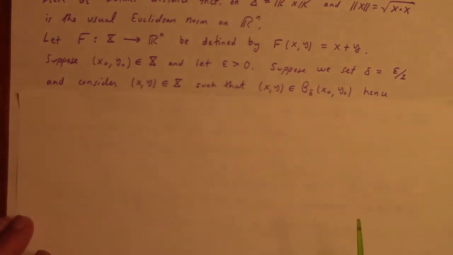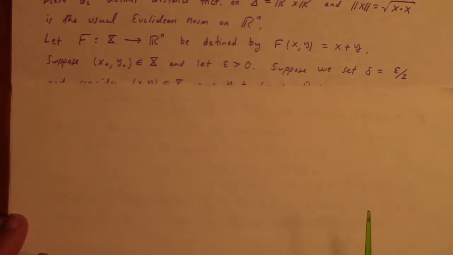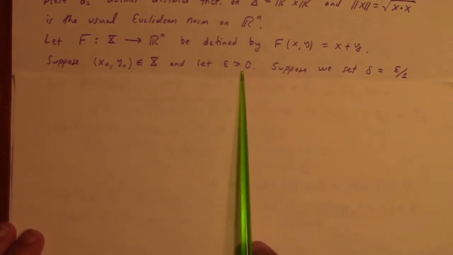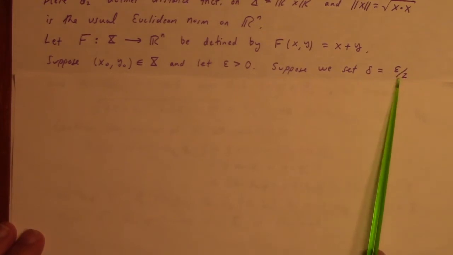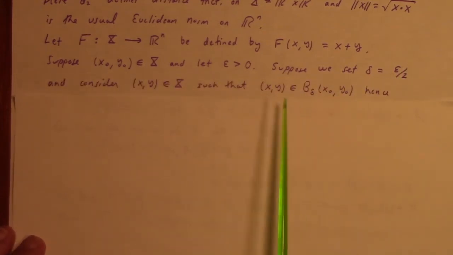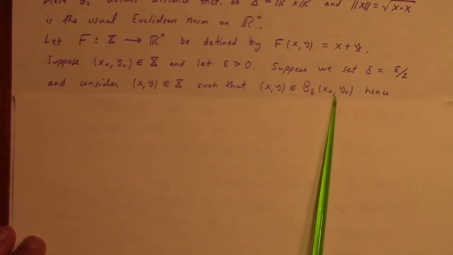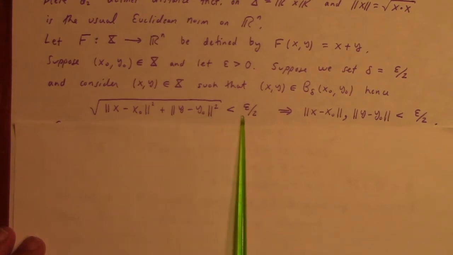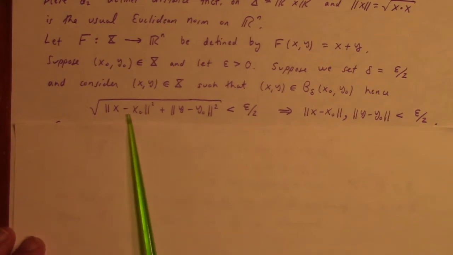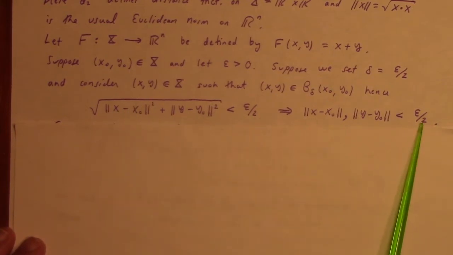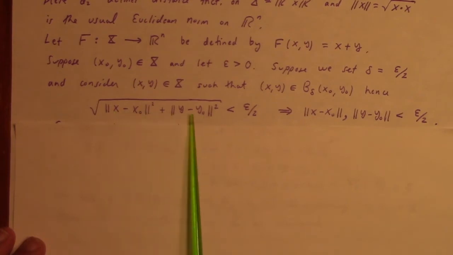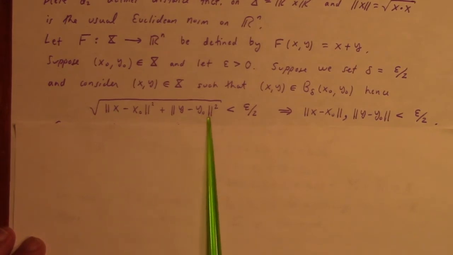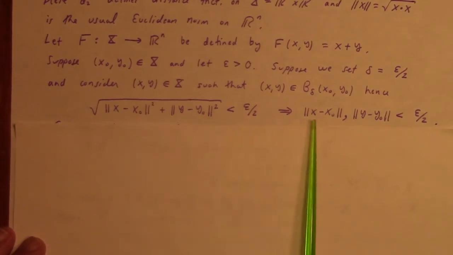Where was I? Okay, so suppose epsilon is greater than zero. First of all, pick a point (x naught, y naught). Let epsilon be a positive number, and let's set delta equal to epsilon over 2. Then if I consider (x, y) in a delta ball about (x naught, y naught), then I would have the square root of this plus that squared less than epsilon over 2. But if you think about it, it implies both this and that are less than epsilon over 2, because if either one of these under the square root was larger than epsilon over 2, you get a contradiction to what we have right here. So clearly, both this component and that component of (x, y) must be less than epsilon over 2.